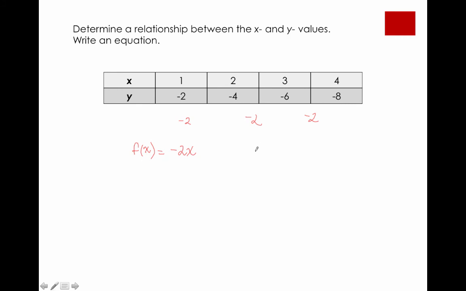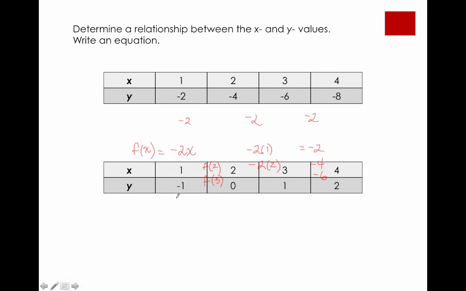So let's just check this to make sure this worked. F of X equals negative 2X. So my F of 1 would be negative 2 times 1, or negative 2. For F of 2, I would have negative 2 times 2, or negative 4. If I have an input value of 3, I'm going to have negative 2 times 3, or negative 6. So this exactly matches my chart. So that's perfect. I am very happy. Next slide.